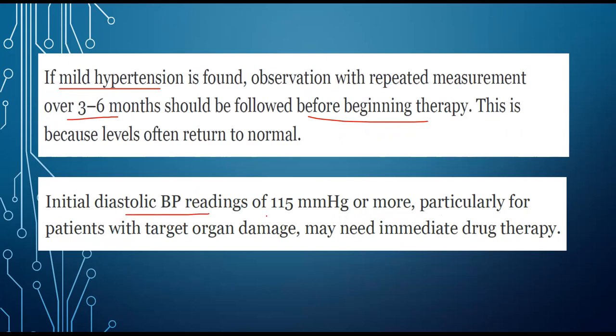If a patient has an initial diastolic BP of more than 115, particularly if the patient has target organ damage like kidney failure, heart failure, or problems with the vision, in those kinds of cases you should start the treatment immediately.